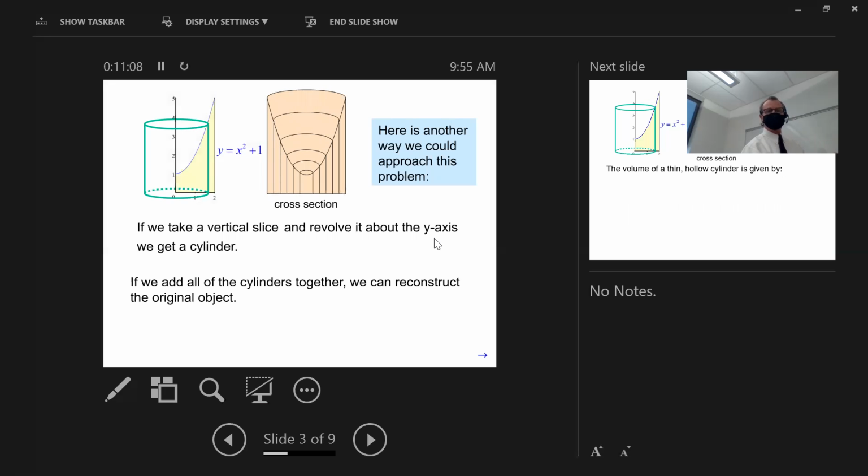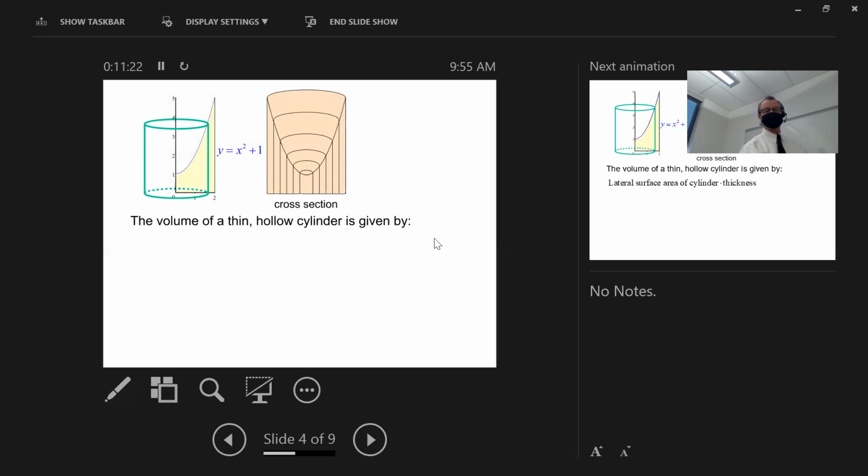But if we take the volume of one of these and add them all, well, surface area of one of them, and then nest them and add them all up, we would get the volume of what's in between the curve when it's revolved around the axis. So the volume of a thin cylinder is this. The surface area times how thick it is.